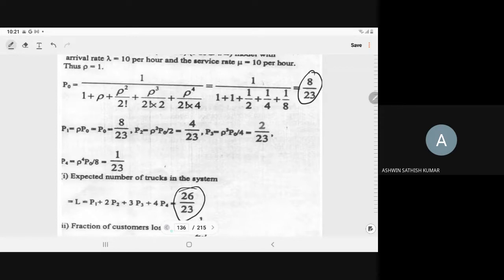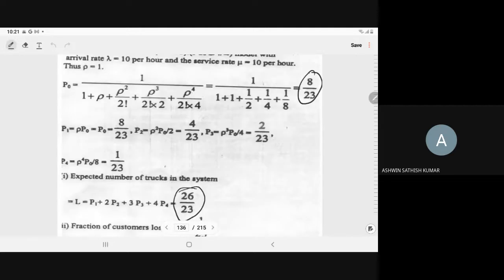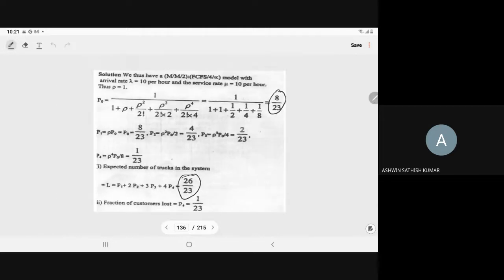Then we have to compute the fraction of customers lost, that is the proportion of customers lost. For that we have to compute P4, that is equal to PM. Fraction or proportion of customers lost is equal to P4 or PM. So P4 we have already computed as 1 upon 23. So it is given to you here, P4 is equal to 1 upon 23.